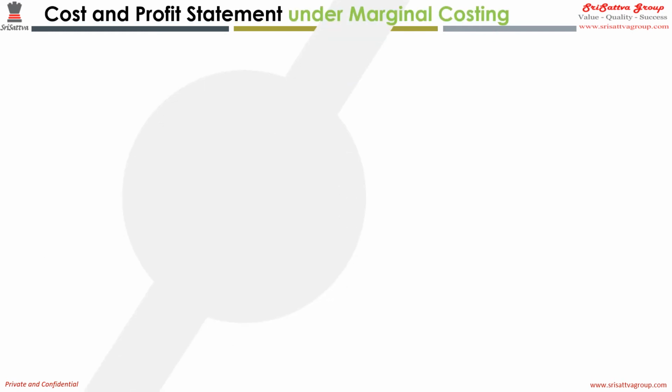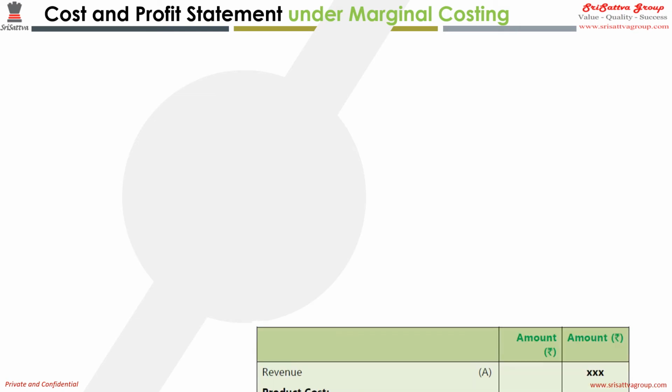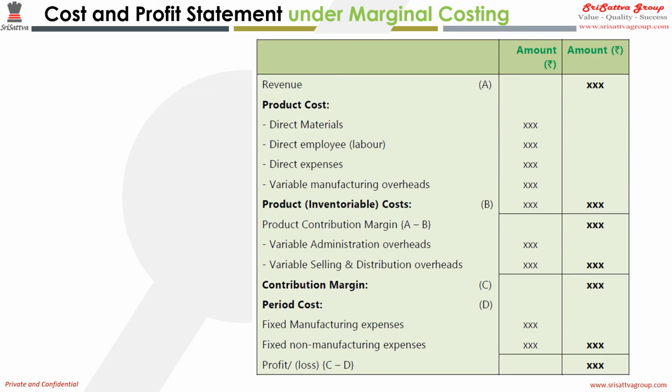Cost and profit statement under marginal costing. Product costs are the costs which are associated with the purchase and sale of goods, in the case of merchandise inventory. In the production scenario, such costs are associated with the acquisition and conversion of materials and all other manufacturing inputs into finished product for sale.